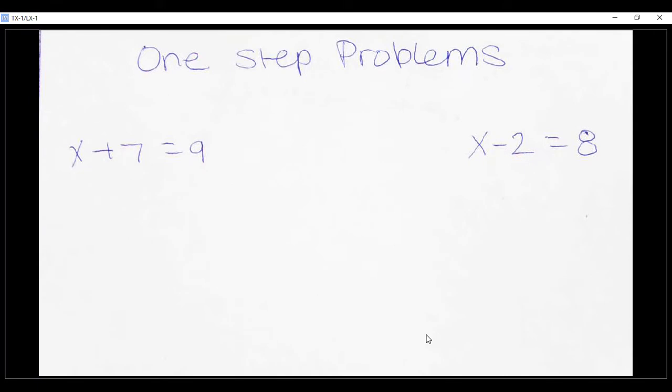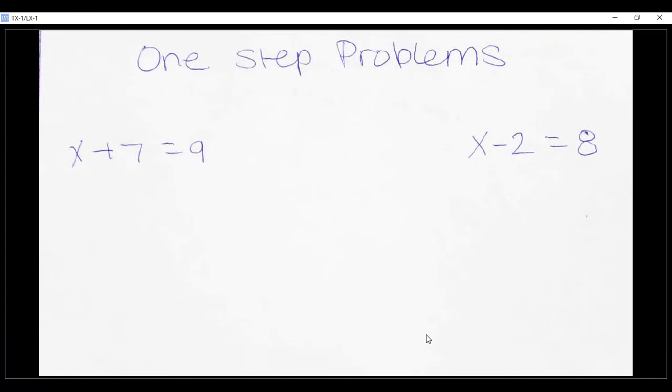So I'm going to start with one-step problems. The first step is to identify what type of number, positive or negative, is being added to the variable. So this is for adding and subtracting. We will get to multiplying and dividing in just a sec.